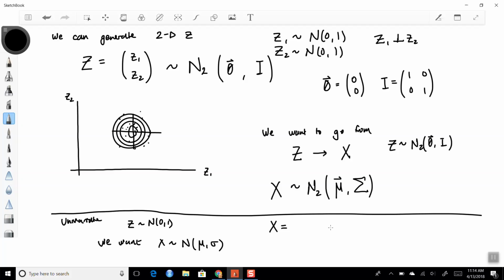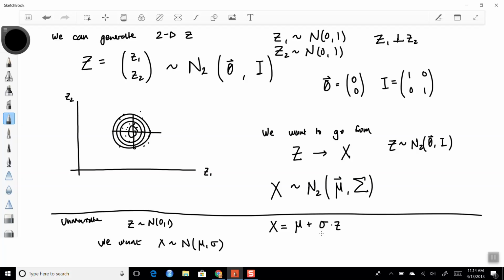So if I generate a single random value from the standard normal, and I want to transform these to have still a normal distribution, but centered at mu and has standard deviation sigma, how do I go about doing this? Yeah, it would be mu plus sigma times z, right?